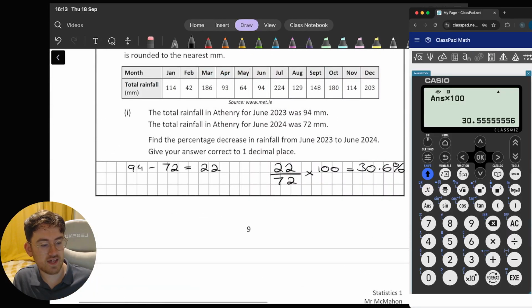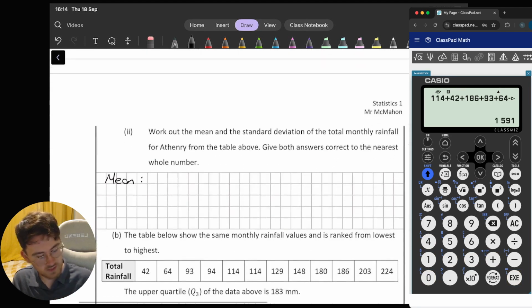All that I need to do for that is to add up all of these numbers that they're giving me. Let me see, can I type these on the keyboard? Would be a bit handier. 42 plus 186 plus 93 plus 64 plus 94 plus 224 plus 129 plus 148 plus 180 plus 114 plus 203. So they're telling me here that the total for what I've added is 1591.